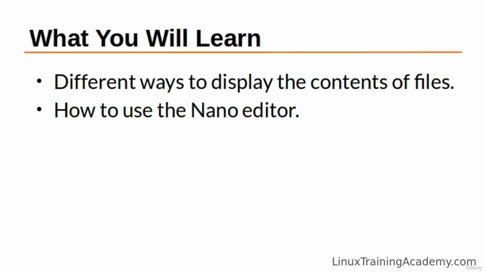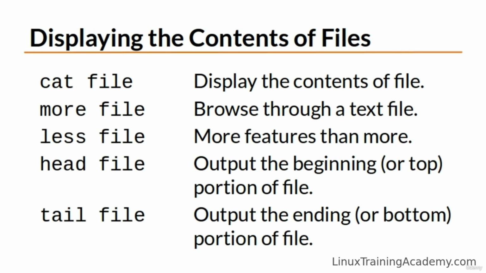In this lesson, we'll look at different ways to display the contents of files and how to use the Nano editor. You can use the cat command to display the entire contents of a file. The more command will allow you to browse through a file or page through a file. The less command is like more, except it has more features.